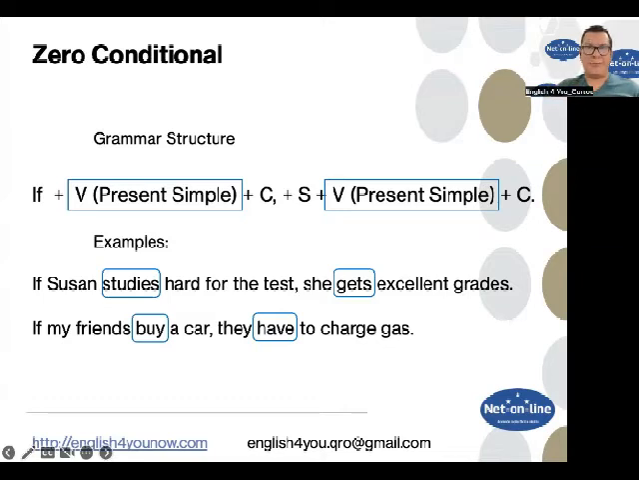Fíjense en este ejemplo. Tenemos el verbo buy y el verbo have. Los dos verbos están en presente simple. Y además, nuevamente, este ejemplo nos está denotando algo que es un hecho. Si mis amigos compran un vehículo, pues le tienen que poner gasolina. No hay de otra. So, if my friends buy a car, they have to charge gas.